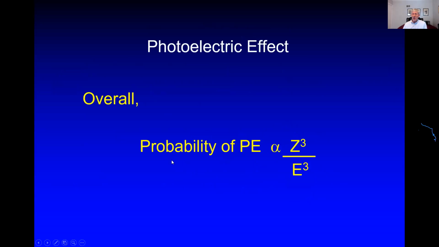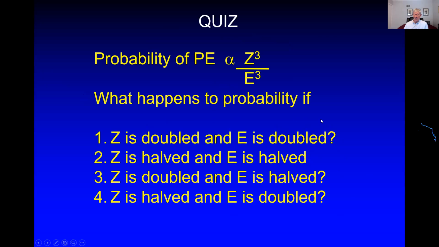Now, if we combine those two, this is probably the most important formula, and look what it says. Probability of photoelectric effect varies with Z cubed over E cubed. And that tells you everything you want to know about probability based on the Z number or density and the energy. So here are a couple of little problems that I've given you.